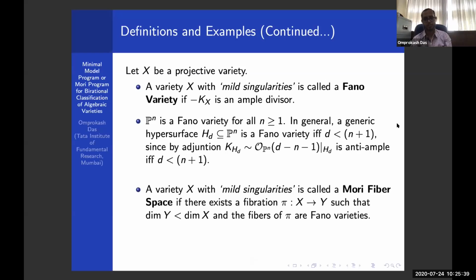Next, the last definition, hopefully. So, a Mori fiber space. What is a Mori fiber space?